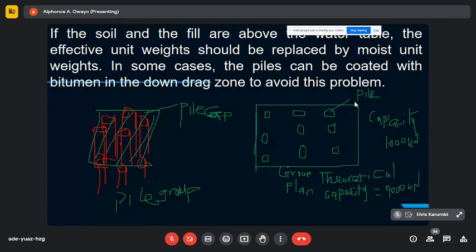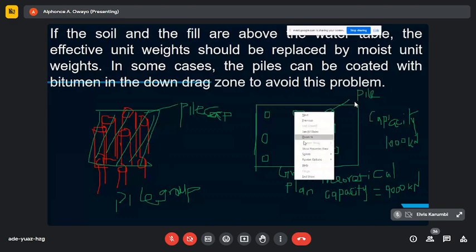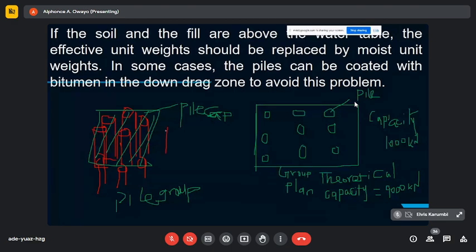Class rep, yes, why? It does not have 100% efficiency. Actual, why? That's what I'm asking you. The actual capacity is in fact less than 9,000, as you have correctly said, because of the interference I've just explained. Because of that interference, the actual capacity will be less than 9,000.